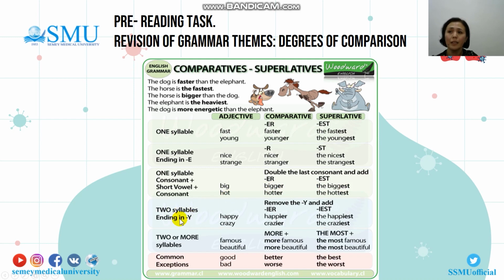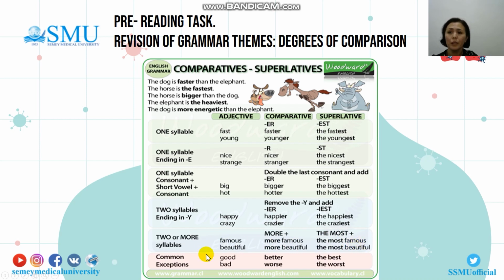Two syllables ending in y, like happy, crazy. In this case, we change y into i, and in comparative degree it will be happier, and in superlative degree the happiest. If our adjective consists of two or more syllables, like famous, beautiful, we don't add er and est, we add more in comparative degree and the most in superlative degree. For example, more famous, the most famous.